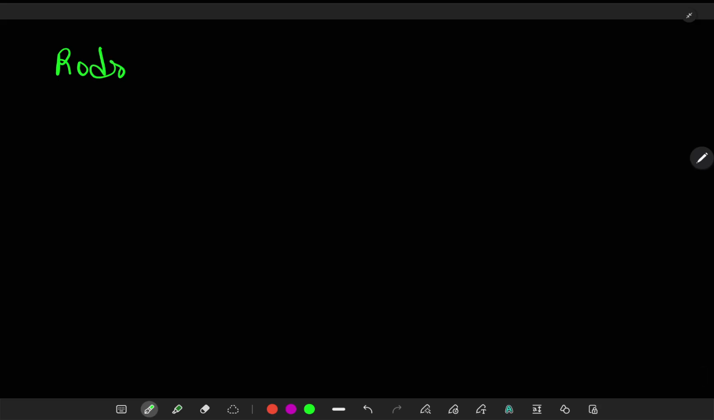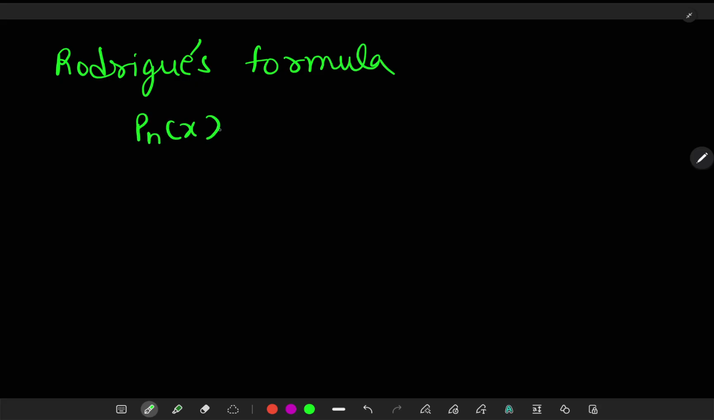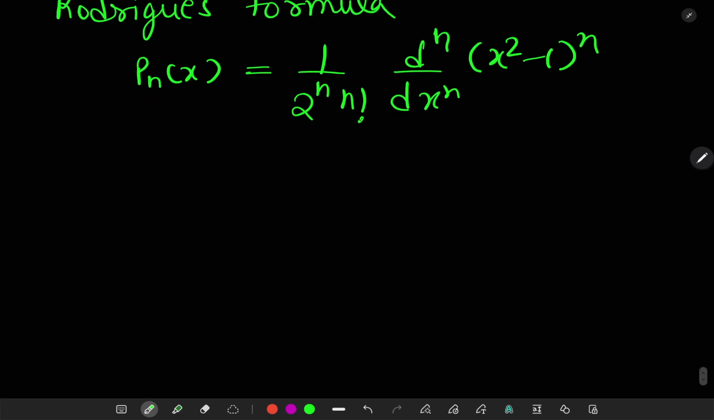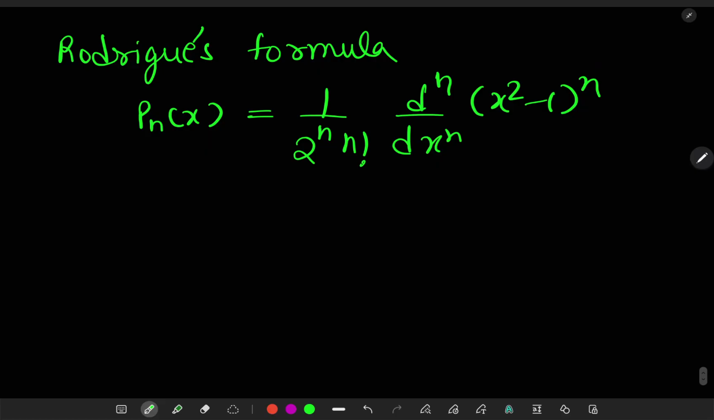Now, Rodrigues formula. Pn of x is equal to 1 by 2 raised to power n into factorial n, dn over dxn of (x square minus 1) raised to n. This is very important because there is a possibility that in this time's TIFR this type of question will come.